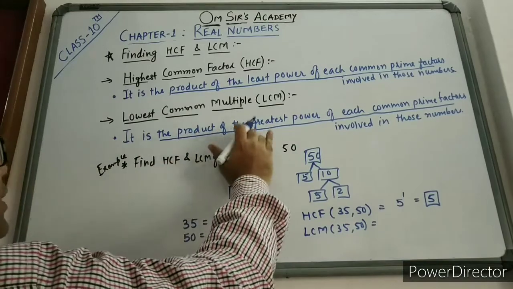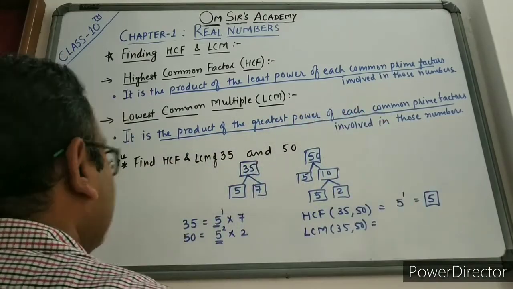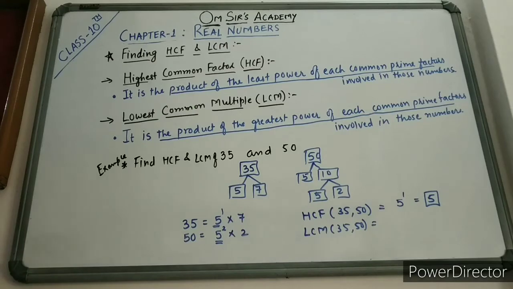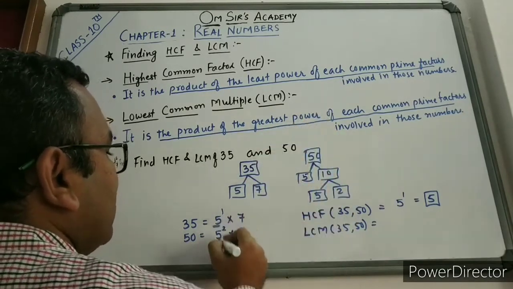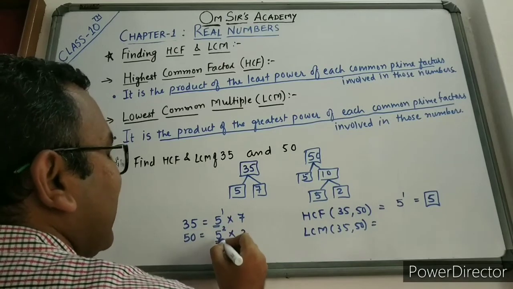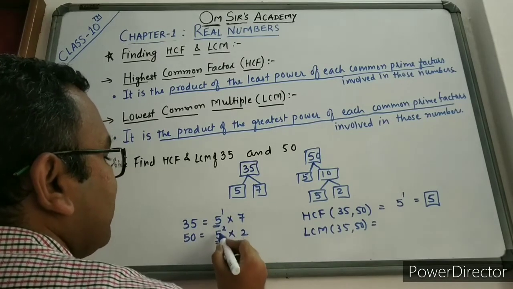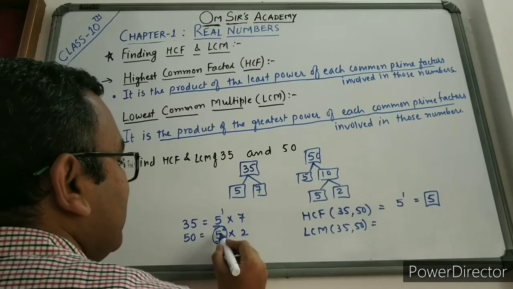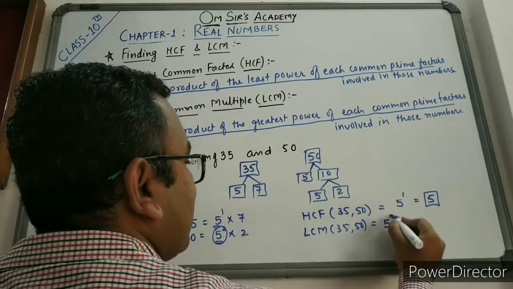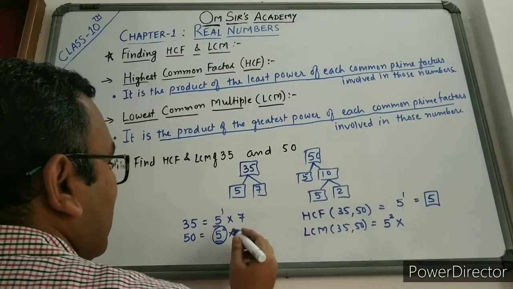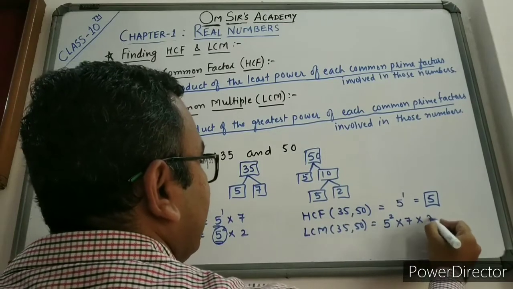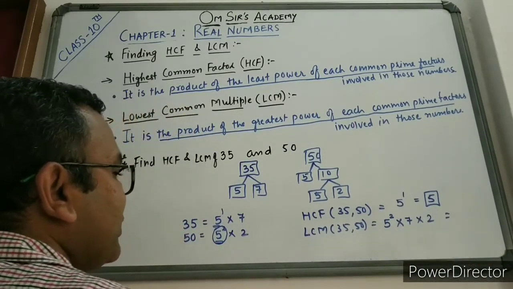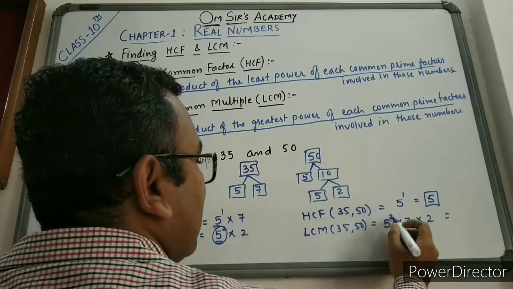And in case of LCM, if I am asked to find the LCM of these two numbers, that will be the product of the greatest power of each of the common prime factors involved in those numbers. So here, the common prime factor is 5. What is the greatest power? This one is the greatest power, so in LCM we consider 5 raised to square. We also have to consider the uncommon numbers, so 5 square into 7 into 2.